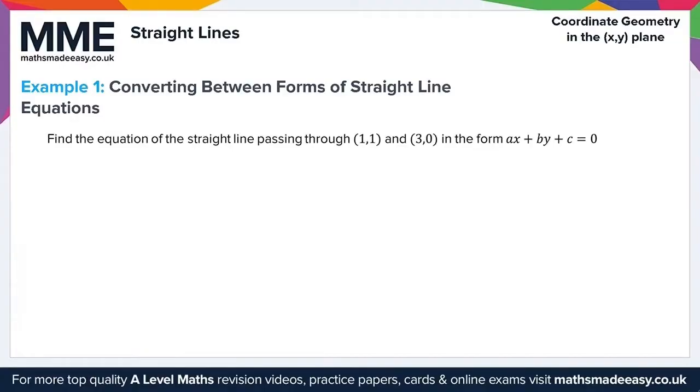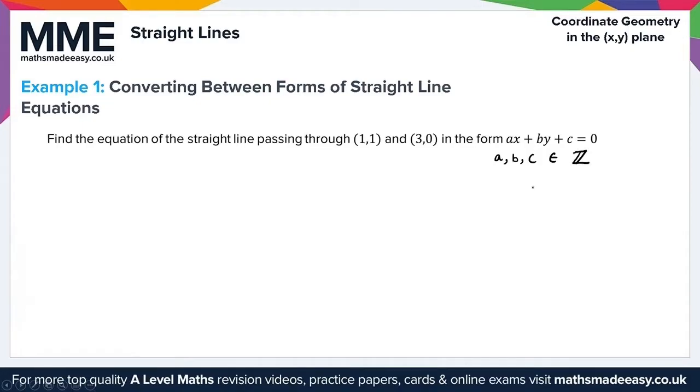Example 1 here on straight lines is taking a look at converting between forms of straight line equations. So here we're asked to find the equation of the straight line that passes through (1, 1) and (3, 0), and we want to write this in the form ax + by + c = 0. And just note here that a, b and c all belong to the integers. Okay, so these are all integer values here.